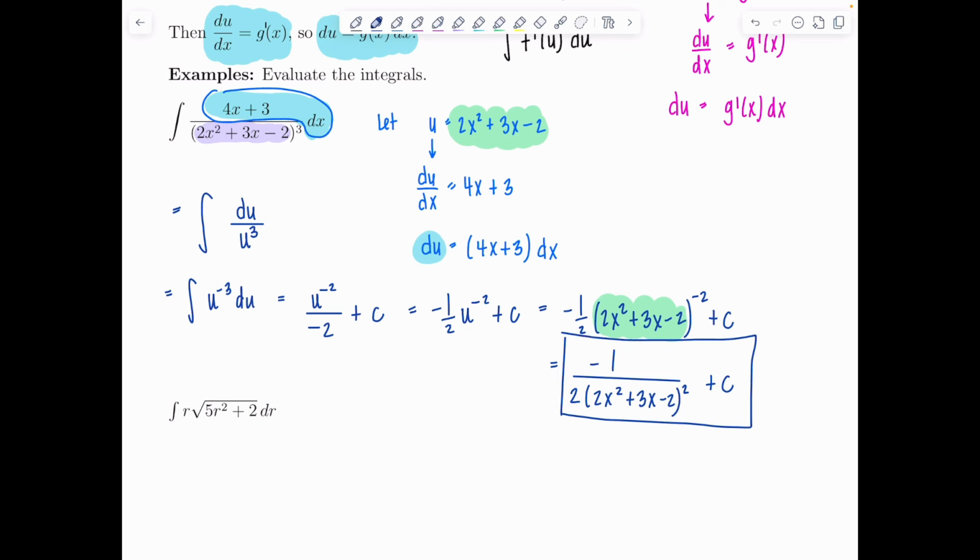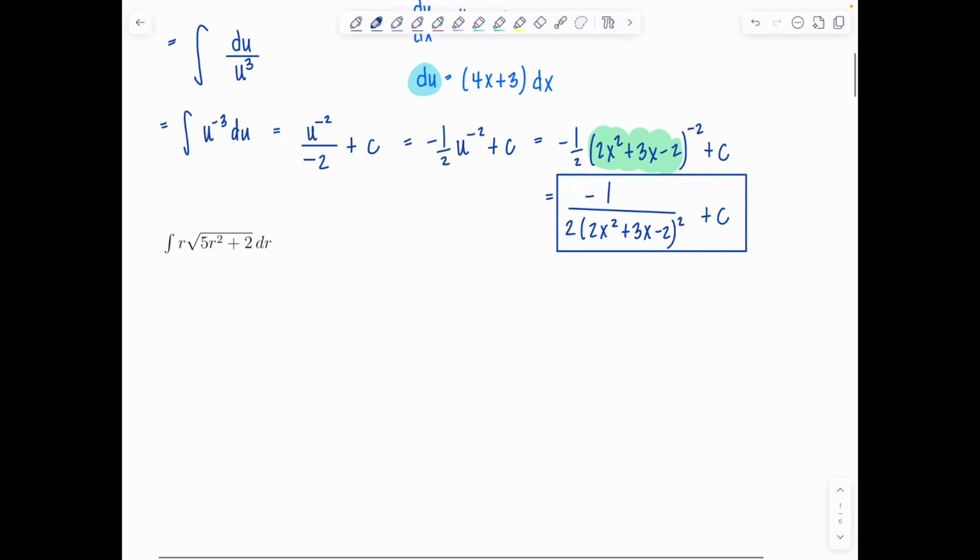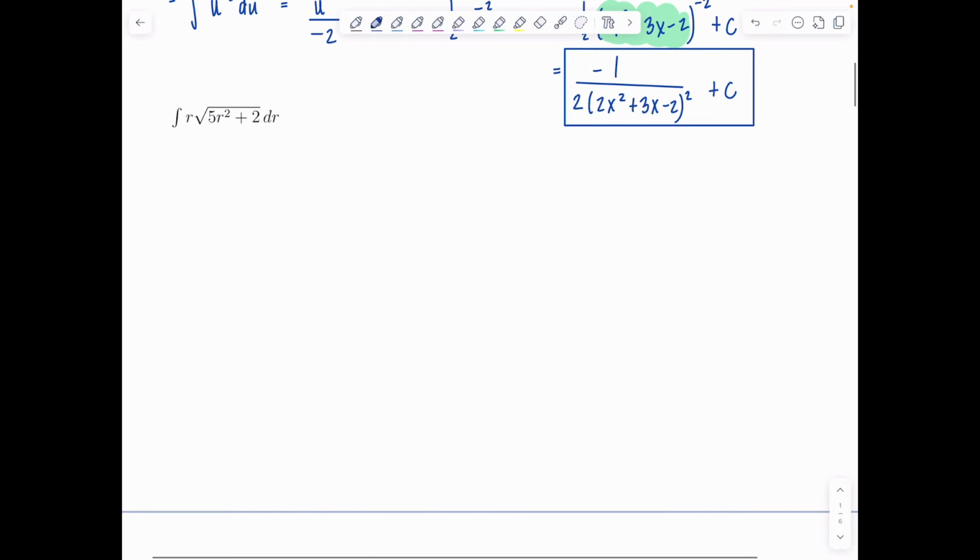Okay, how was that? You probably didn't like it because it's new and it might feel tricky, but don't worry. You'll get the hang of it. I promise. Here we go. Let's try another. When you're trying to find u, let u be the inside function in the composition. Do you see a function inside another one? Like, look, 5r squared plus 2 is underneath the square root sign. That's a good choice for u.